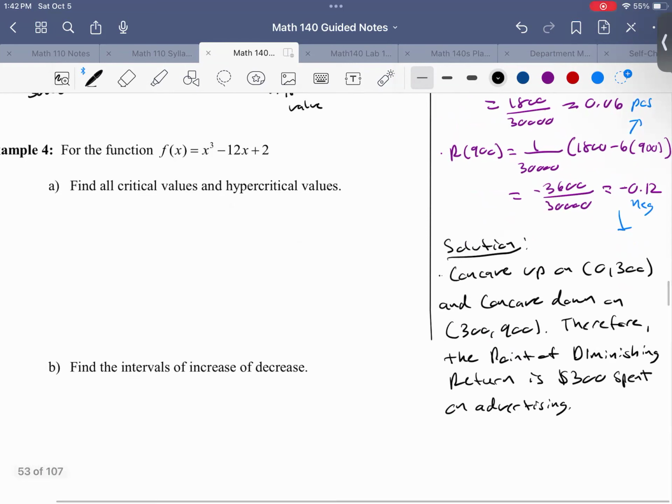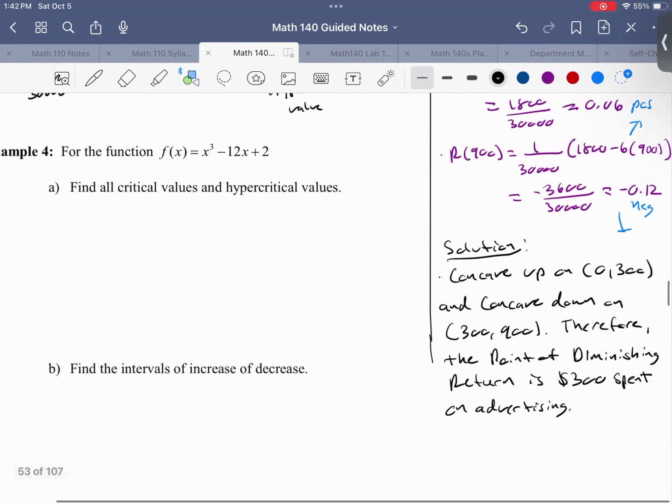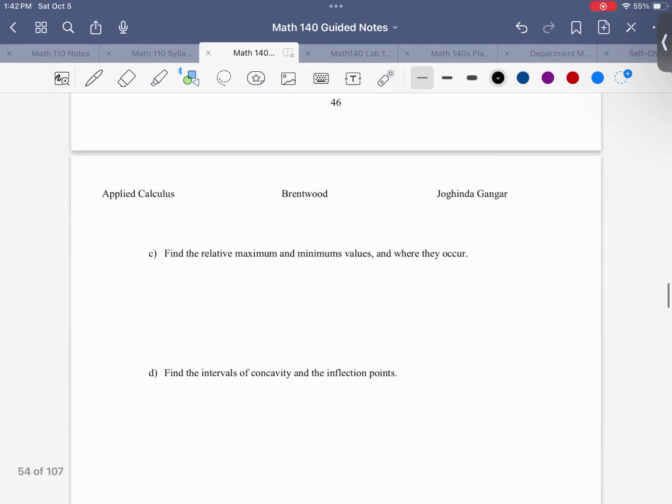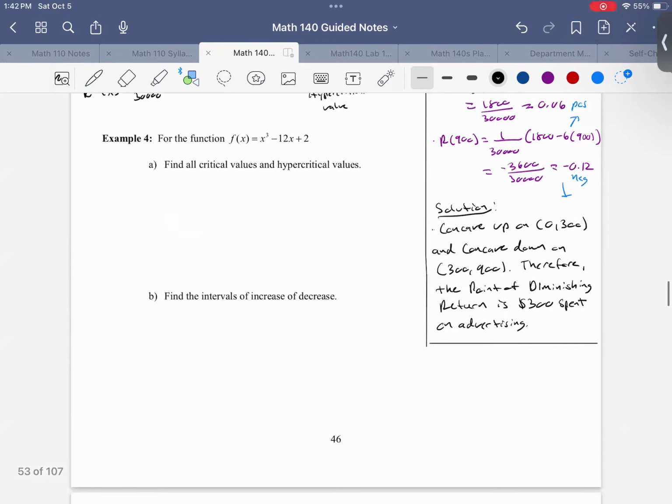Okay, so that is how you would find a point of diminishing return question. So you will see that come up. It's a staple of applied calc. So here's this last question here, example 4. It's the last question of the section.